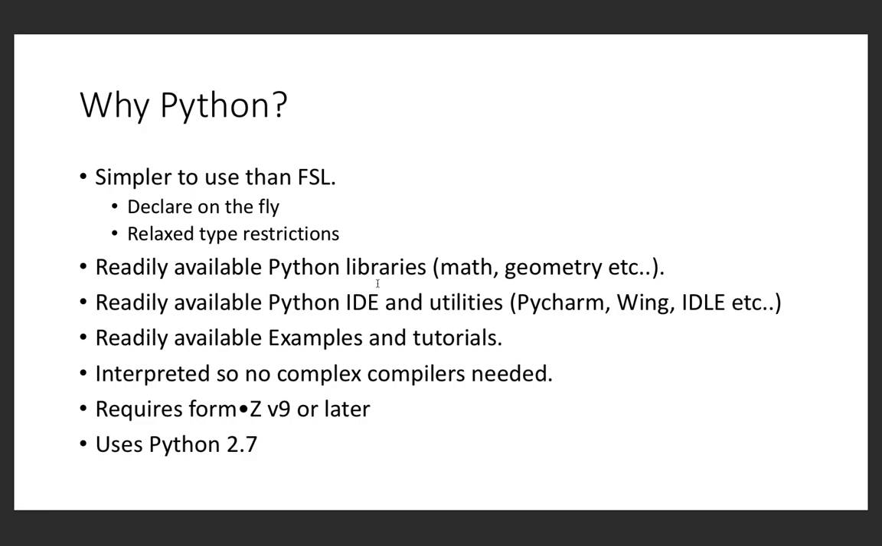The other nice thing about Python is that it is interpreted. So there's not a lot of complex compiling and complex linking, all the things associated with some of the more complicated programming languages. Python for FormZ requires version 9 or later, and we're currently using Python 2.7. Now you may hear about Python 3, which is a newer version of Python, and we'll probably have support for that in the future. But there's such a wealth of material out there using Python 2.7 that that's what we've decided to use for now.